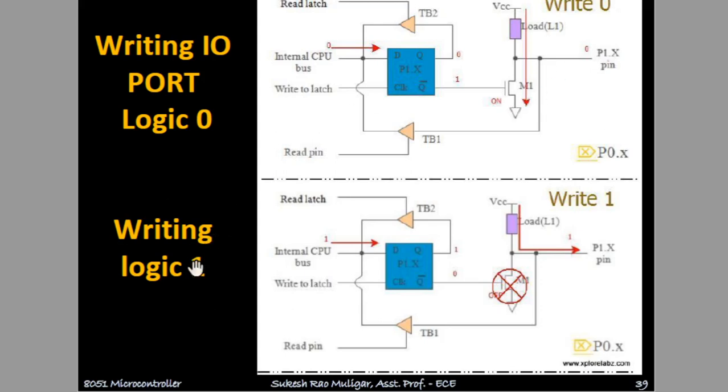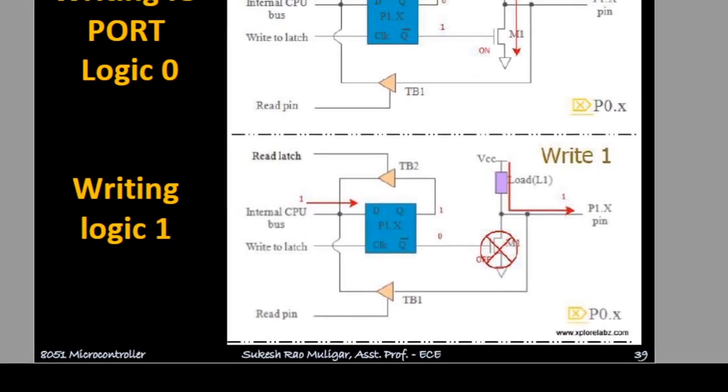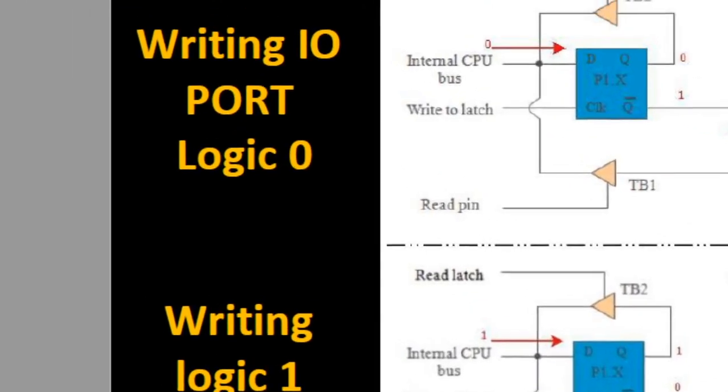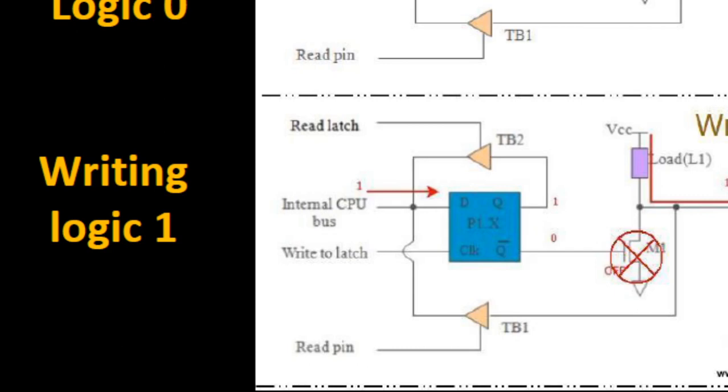Let's see what happens when you write logic 1. So when you write a logic 1 here, the internal data bus will get logic 1 and a clock signal is generated. So the D flip-flop will give Q as 1, Q bar as 0.